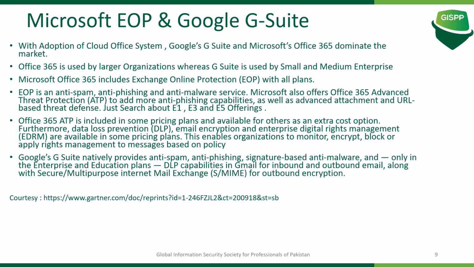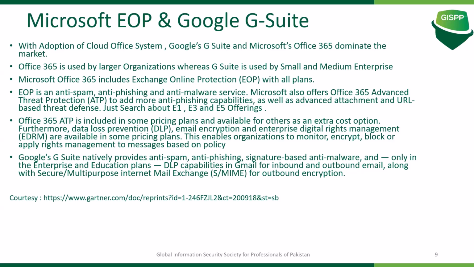So you can see Office 365 is used by many big organizations, whereas G Suite is used by small and medium enterprises. Now Office 365 includes Exchange Online Protection, EOP, with all the plans. What is EOP? EOP is an anti-spam, anti-phishing, anti-malware service. Microsoft also offers different categories.